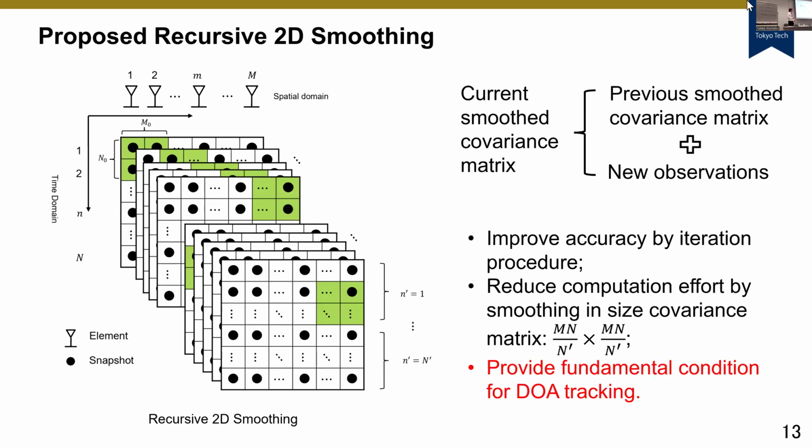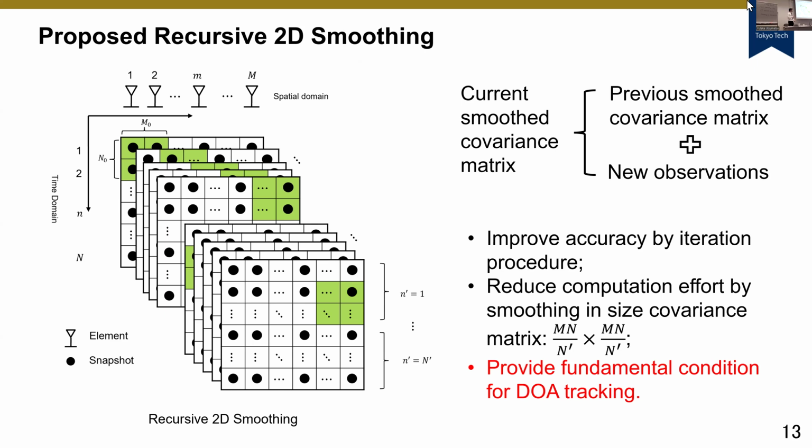So to solve these limitations, we further improve our technique into a recursive way. That means we convert the blockwise into the recursive by first separating the snapshots into several segments, and we only conduct the smoothing at the first segment, and then we can use the previous message plus the new observation to update this smoothed covariance matrix to realize the recursive way. So by doing this, we can improve the accuracy by the iteration procedure, and also we can reduce the computation efforts by smoothing in the size, now it's in the size like this.